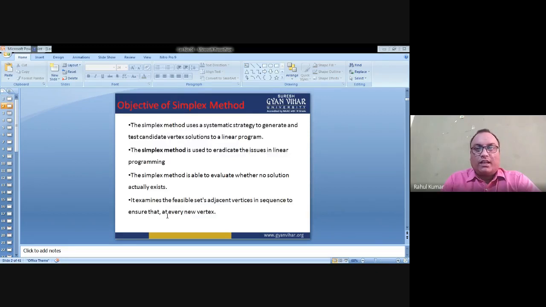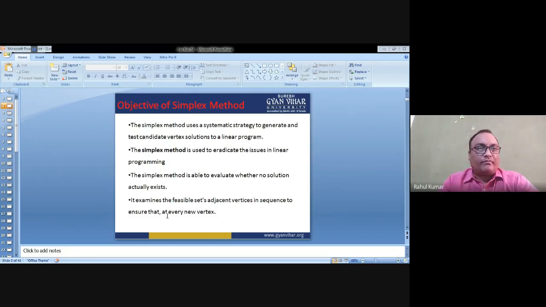Yesterday in class, I gave some introduction about the simplex method, and I will solve one problem related to the simplex method, a maximization profit problem. Here, problems are divided into two groups. The first one is the maximization problem, and the second is the minimization of cost problem, or minimization of raw material.